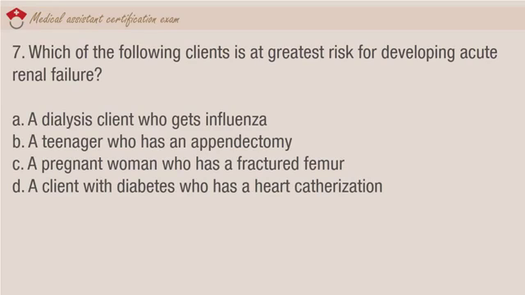Question 7. Which of the following clients is at greatest risk for developing acute renal failure? A. A dialysis client who gets influenza. B. A teenager who has an appendectomy. C. A pregnant woman who has a fractured femur. D. A client with diabetes who has a heart catheterization.